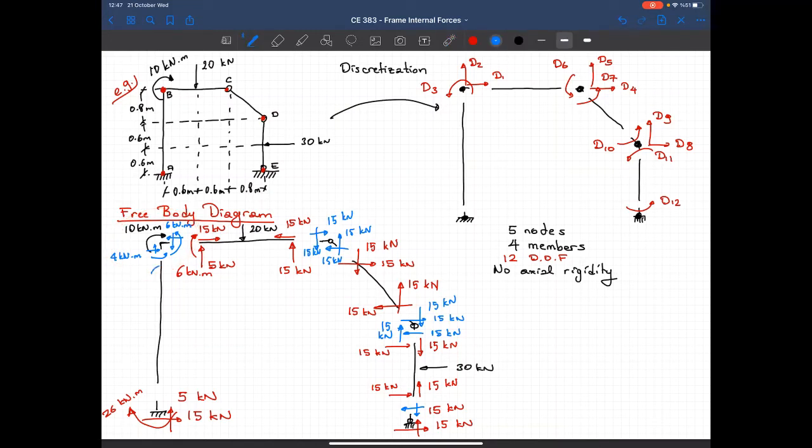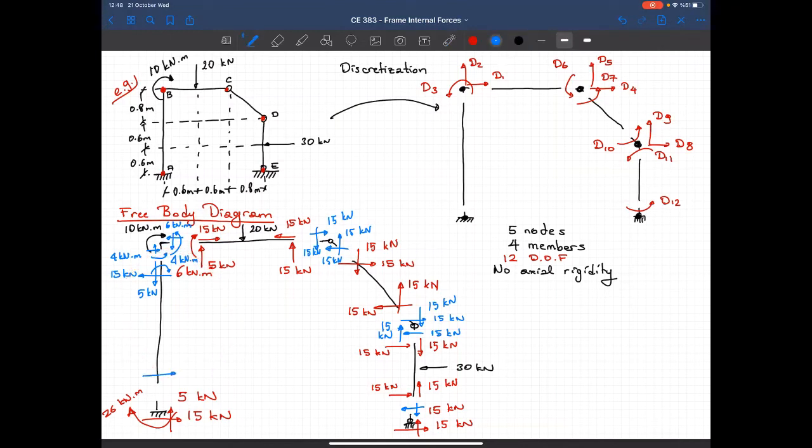So I have a moment that's equal to 4 kilonewton meters. Vertical force magnitude is 5 kilonewtons. And the horizontal force magnitude is 15 kilonewtons. Now I'm writing the equilibrium equations for this member.